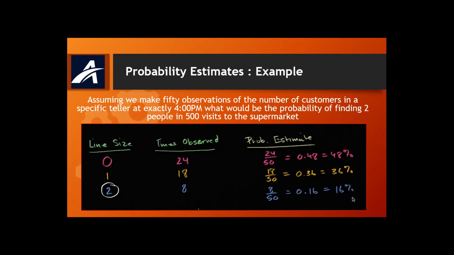So if you look at the probability estimate, the probability of her or him not having anyone in the queue is 24 out of 50, which is 48%. So there is 48% likelihood that there will be no one when you go there tomorrow. That is what that slide means.